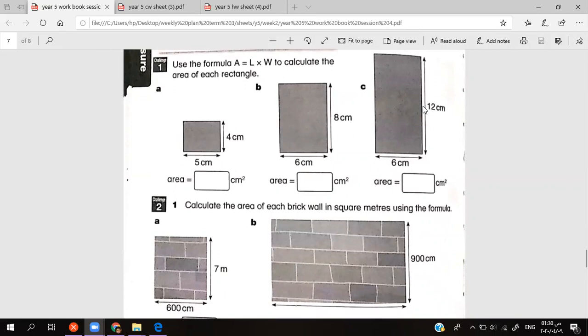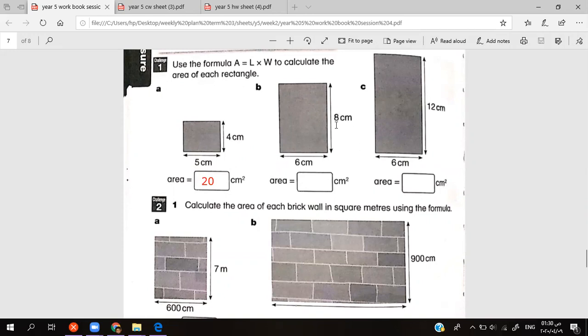Turn the page, please. Here he's saying use the formula in the area equals length times width, as I told you. Okay, get the area here. So it's 5 times 4, which is 20. It's very easy. Please answer B and C. Pause me and come back to see how we do it.